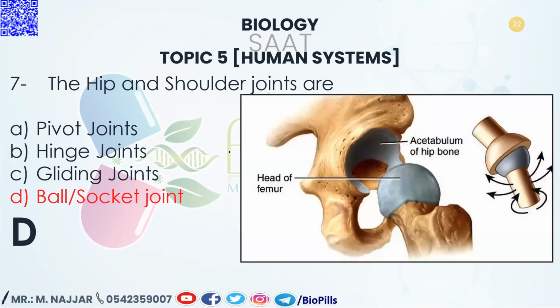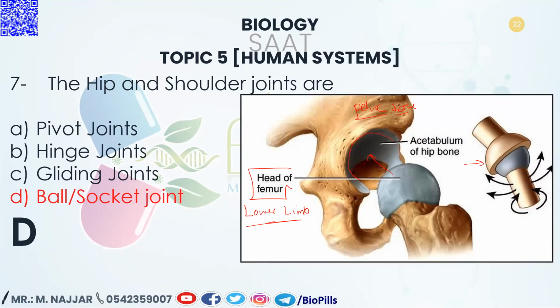Why? If you are looking here, this is the pelvis bone. And this is the head of the femur bone, which is part of the bones of the lower limb. And here there is the acetabulum, a depression in which the head of the femur will rest. This is a diagram for it.